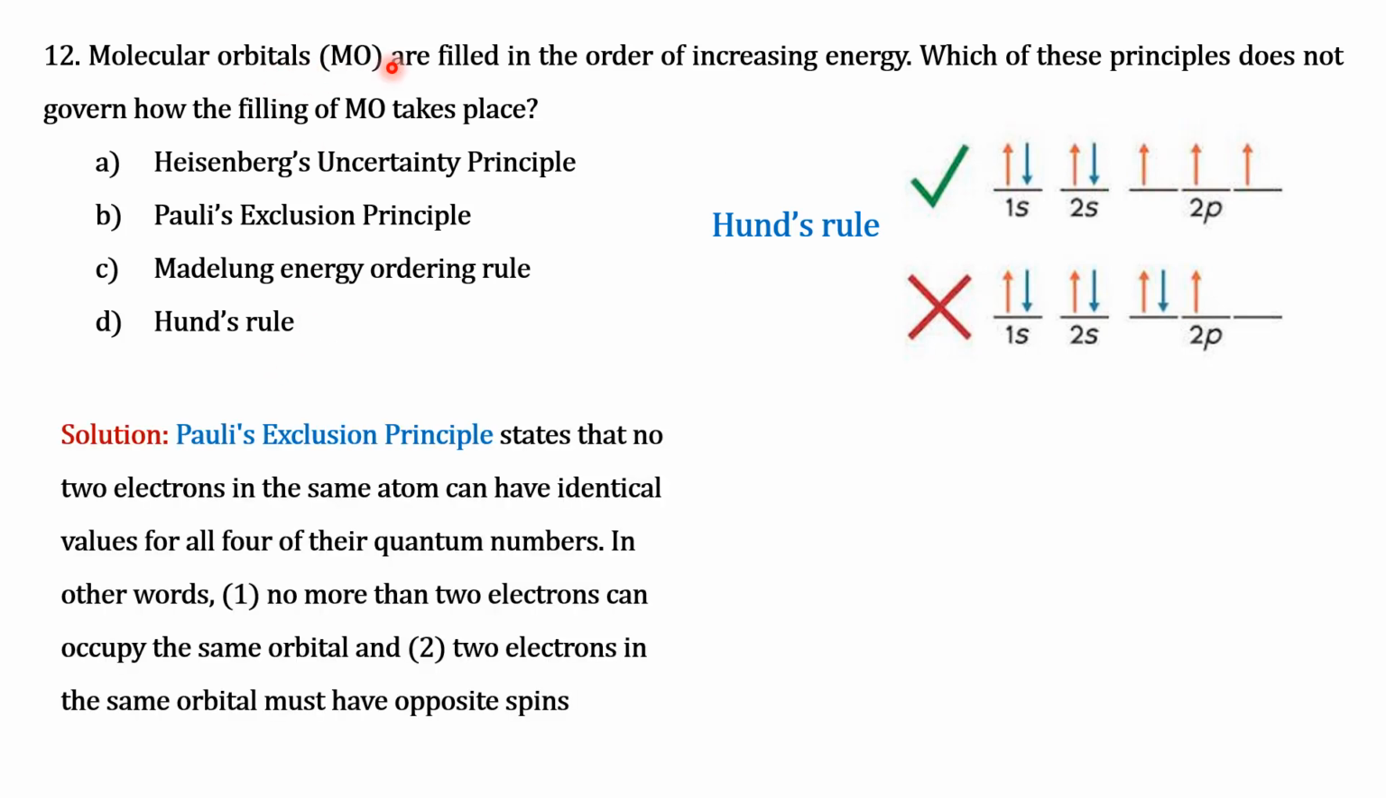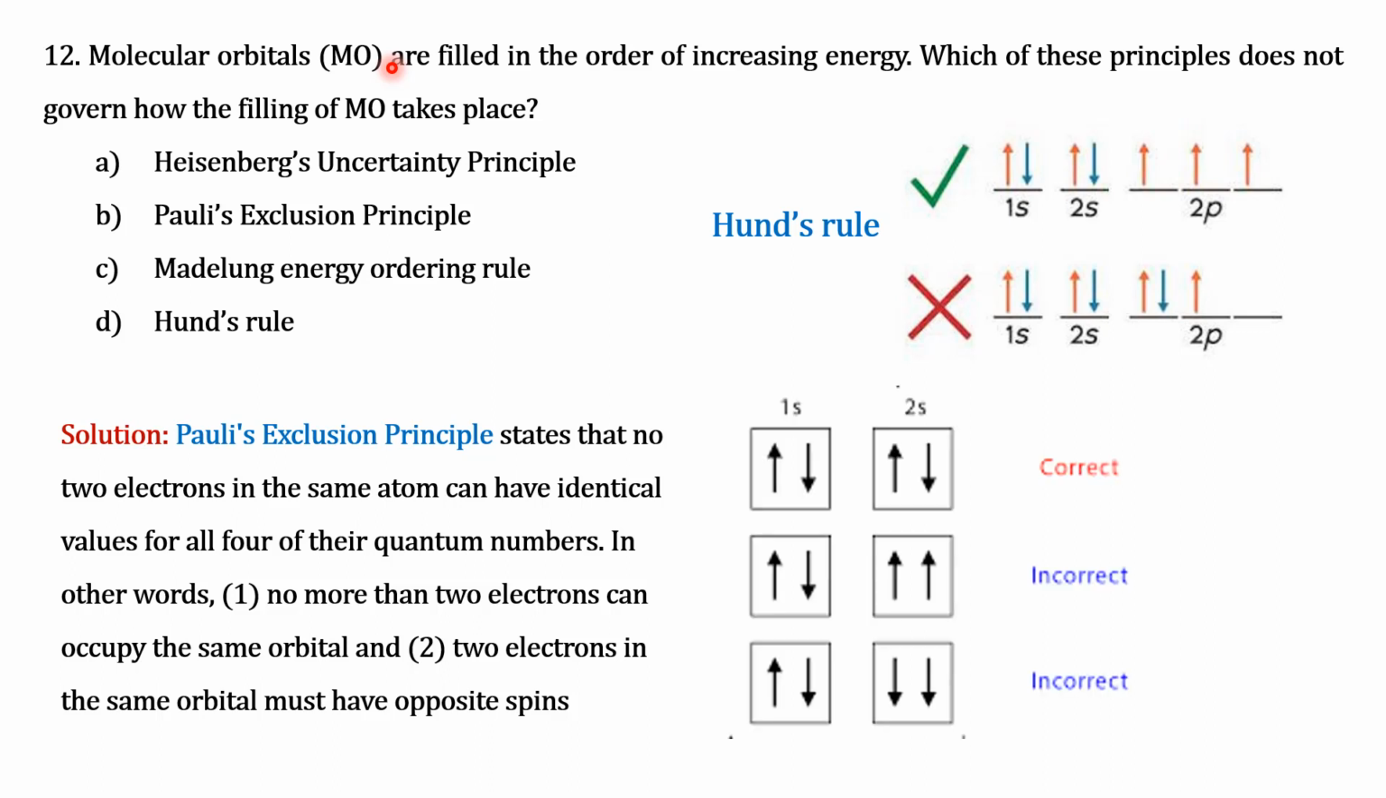So next is Pauli's exclusion principle. In Pauli's exclusion principle, we know that no two electrons can have the same set of all four quantum numbers. So the first three quantum numbers can be the same, but finally they cannot have the same spin. So correct will be they should have opposite spin, either this spin or this spin. That is what is happening in Pauli's exclusion principle. This is also followed in filling of molecular orbitals.